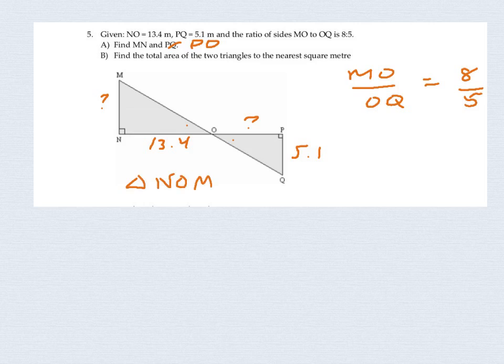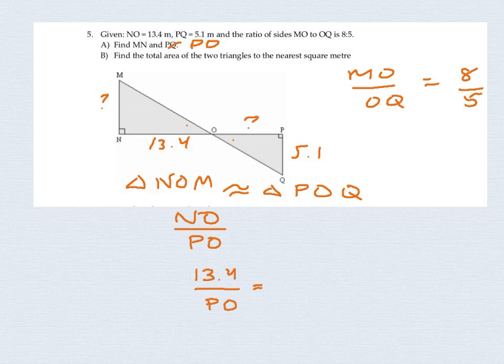So the triangle from the right angle to the dot to the unmarked angle is going to be similar to, not equal to, but similar to the triangle from the right angle P to the dot O to the unmarked Q. So we know then that NO is proportional to PO. We know that NO is 13.4. PO is unknown.